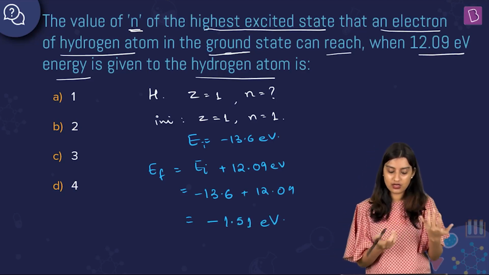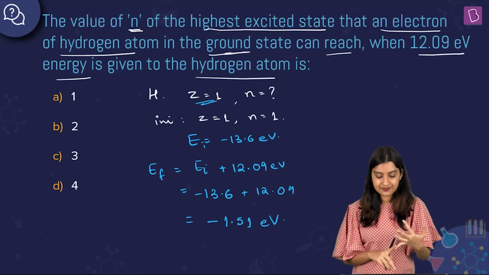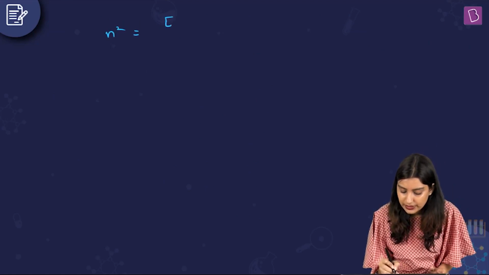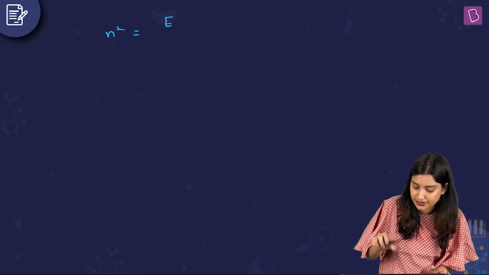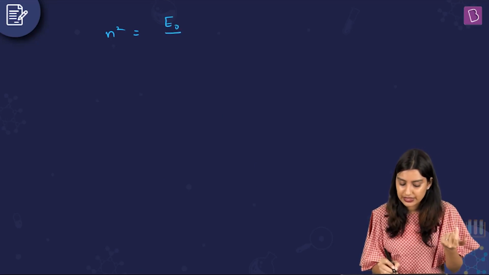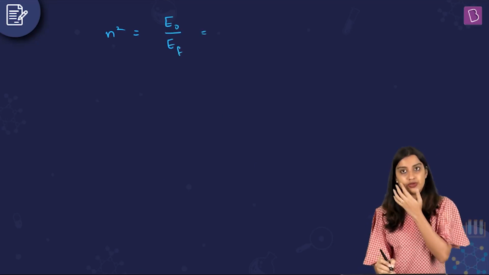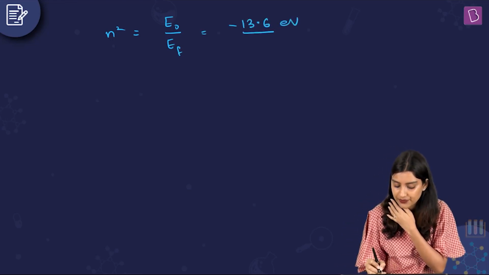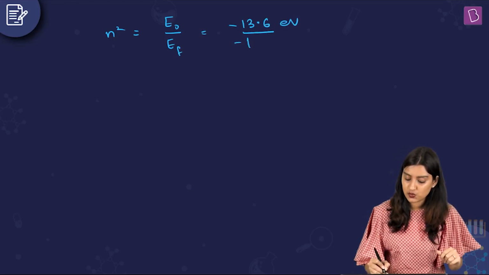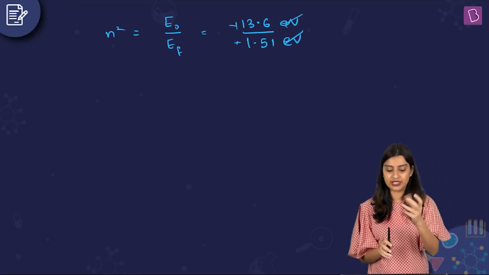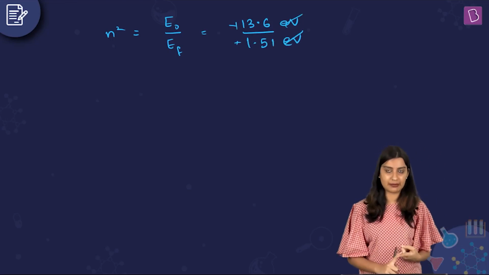You have Z is equal to 1, so Z is not going to change anyway. You have to calculate N final from here. How will you do that? Basically, you know that N square is going to be E initial by E final, or E naught by E final. Here E initial and E naught are the same value, so it doesn't matter. E naught by E final is going to be your N square. So what is your E naught? Minus 13.6 electron volts. What is your E final? E final is minus 1.51 electron volts. So you're getting a dimensionless quantity, which is okay because N should not have any dimensions.